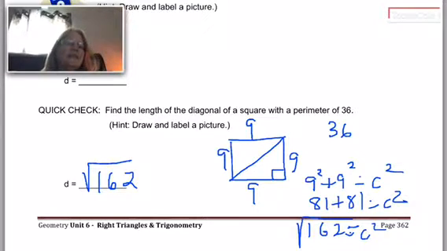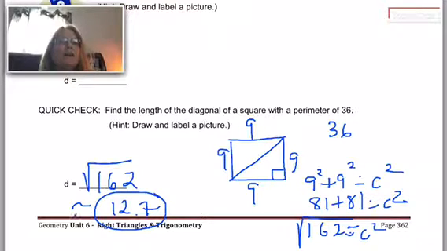That is an exact answer. However, there is a way to simplify that radical. We'll talk about that later. But if you put that in your calculator, the answer would be approximately 12.7. 12.7 is an approximate answer. The square root of 162 is an exact answer.